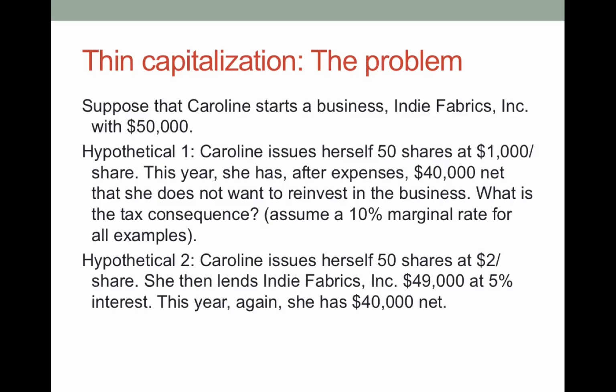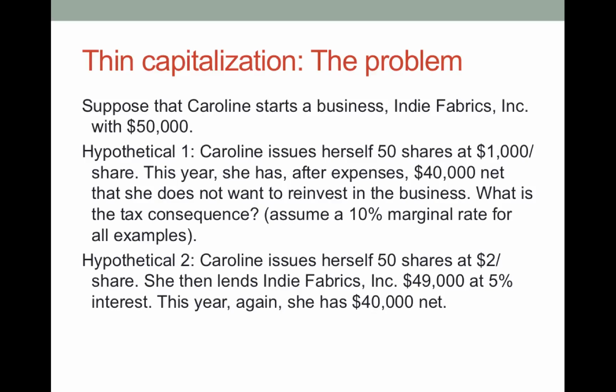Let's assume that there's a 10% marginal rate in all of our examples just because it's easy to calculate that way. Well, Caroline will probably pay herself $40,000 of either bonus or salary. Now, she could pay it to herself as dividends, but think about why she doesn't want to do that. If she pays it in the form of a salary or bonus, she avoids double taxation. The corporation can write it off as an expense, and she can then pay taxes on that money only once. So her tax consequence in this hypothetical would be $4,000.